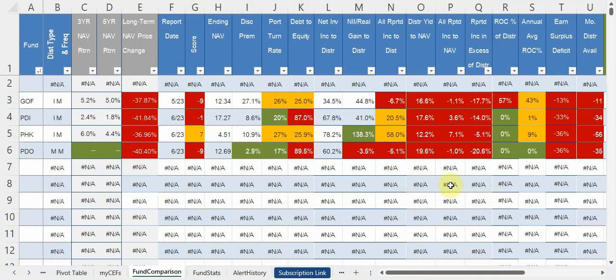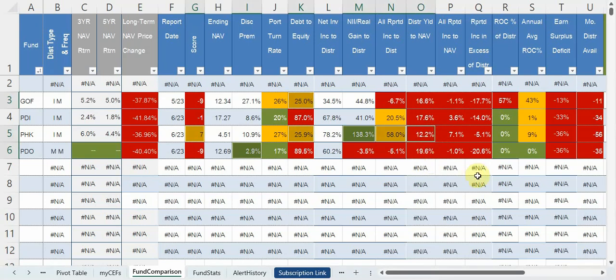Next is the distribution yield to NAV. Now, ideally, you want your payout to be as big as possible, but you want that payout to be as small a percentage as possible in relation to the fund's net asset value. For example, here PDO has a distribution yield to net asset value of 19.6%. That means the money they paid out represented 19.6% of the fund's total value for that period. PHK came in with the lowest at 12.2%, so that's another distinction in its favor.